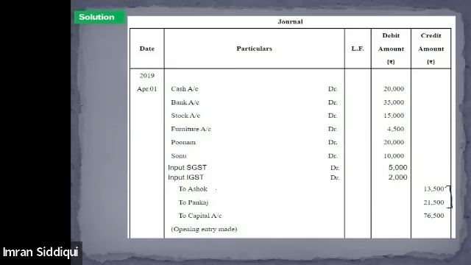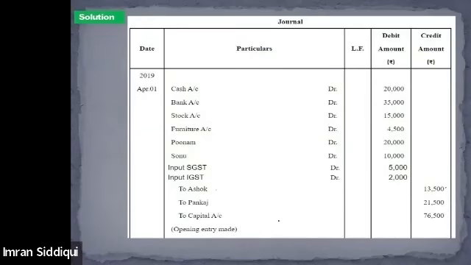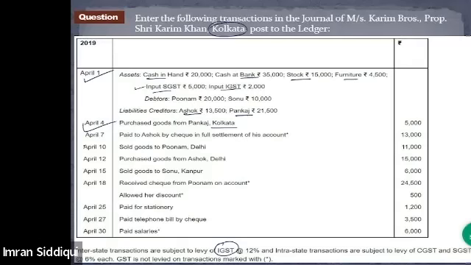Okay. Other than this, you need to pass the journal entry for the other transaction on April 4: purchase goods from Pankaj from Kolkata. Now see, we are buying from the same state wherein the firm is operating. So when you buy goods from the same state, you will have to pay CGST and SGST. So the journal entry for this will be purchase account debit, input CGST, input SGST account debit to Pankaj account.